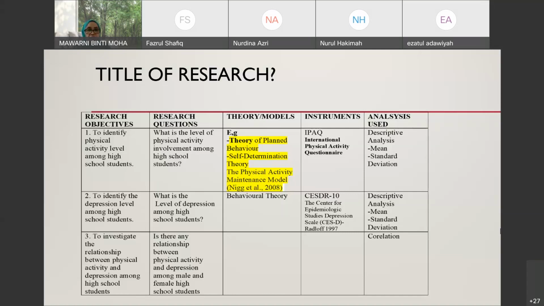Okay, and because you are talking about depression, you use the CESD-R-10 questionnaire from the Center for Epidemiologic Studies Depression Scale, Radloff 1997. Okay, of course, the model or theory, you use behavioral theory as in chapter 2, and you use mean and standard deviation as in your descriptive analysis. Since you want to see the relationship between number 1 and number 2, between physical activity and depression, of course, you use correlation for your analysis. Okay.